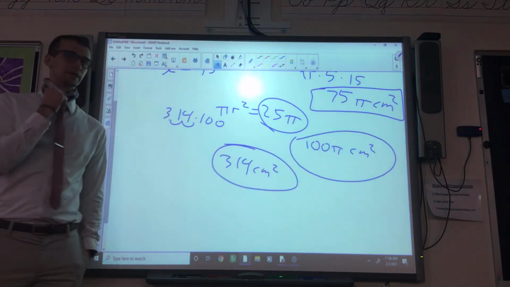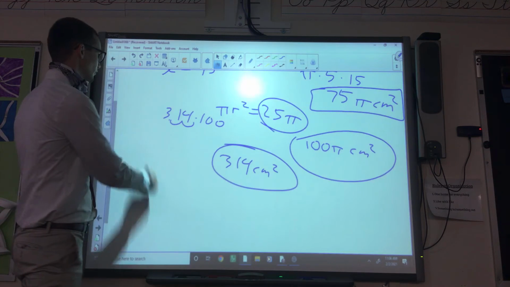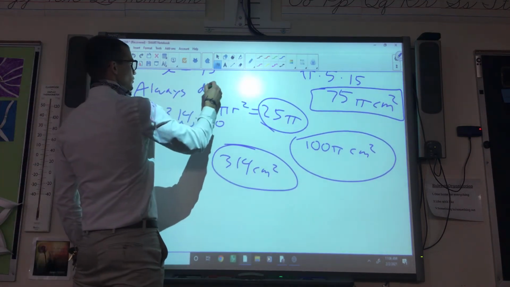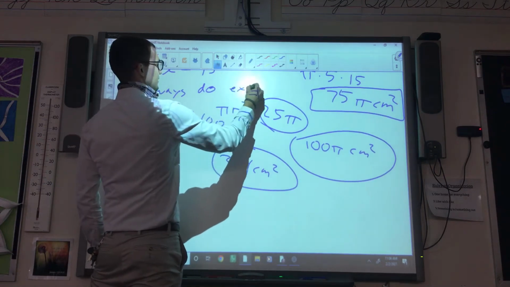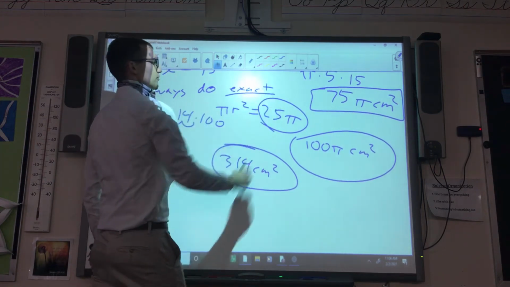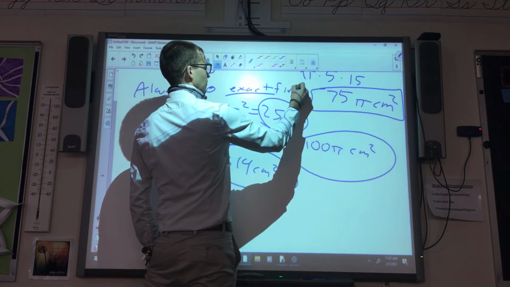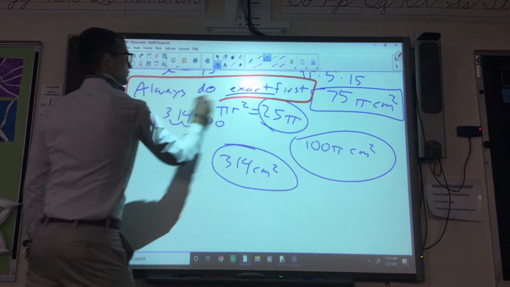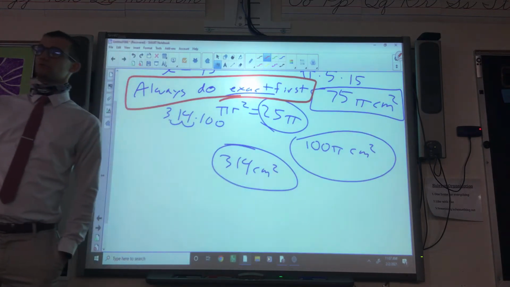Always, always, always. Make it a little note in your section if you want, but always do exact first. Yeah, I'll put it in red. Always do exact first.